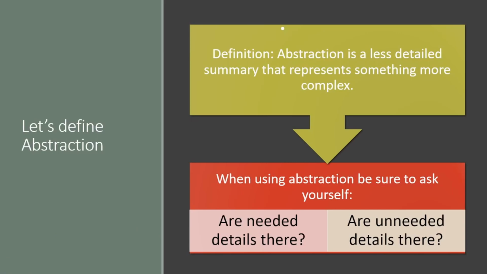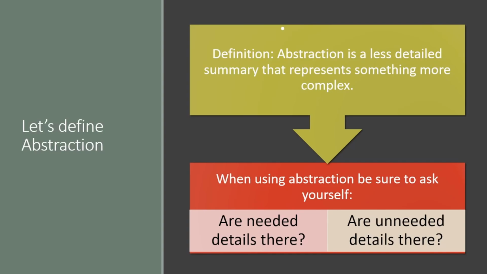So now let's define abstraction. Abstraction is a less detailed summary that represents something more complex. And anytime you're abstracting something or creating a more generalized picture from kind of lengthy, unnecessary details, you need to ask yourself two important questions. Number one, are the needed details there? Because you still need to convey the point. Number two, are unneeded details there? Because if you're abstracting, the goal is to make it as simplified as possible while still getting the point across correctly.